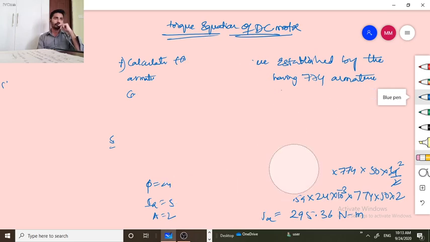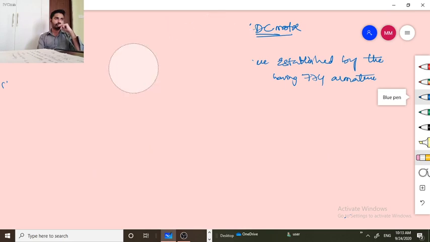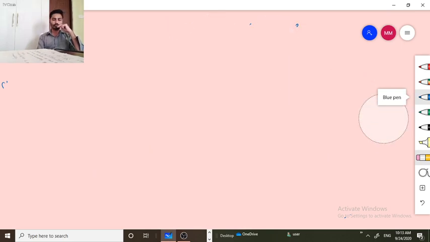I'm erasing this. So anyway, we'll see another problem based on this torque.